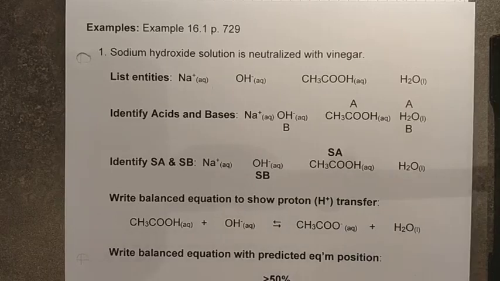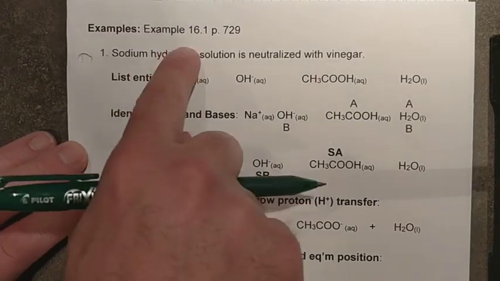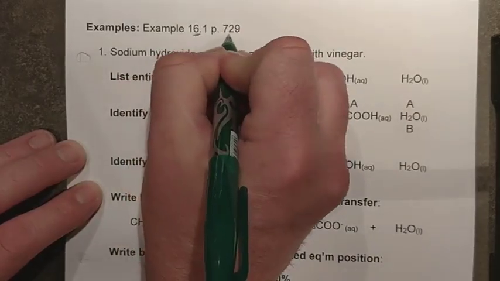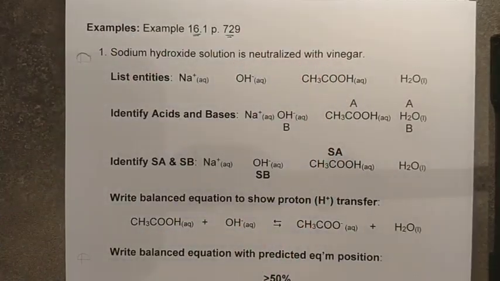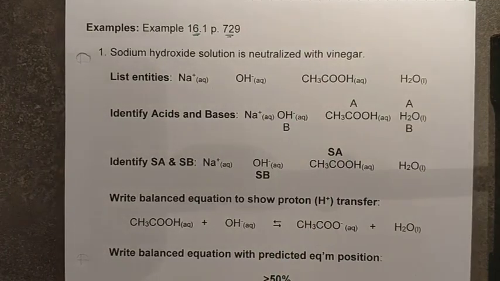Continuing with lesson 2, let's take a look at some of the examples that you guys have in your notes here. First one is guided and solved for you, but I want to explain it with you. This is example 16.1 on page 729, so you can get an alternative explanation there if you want to read through the textbook. Here we have sodium hydroxide solution being neutralized with a vinegar solution.